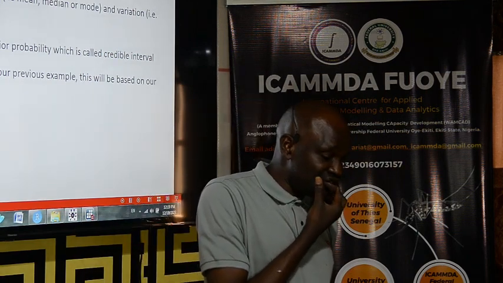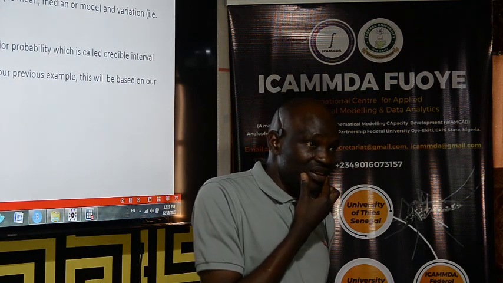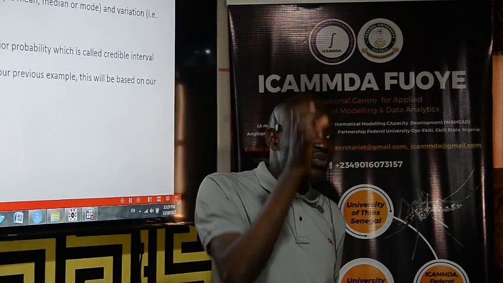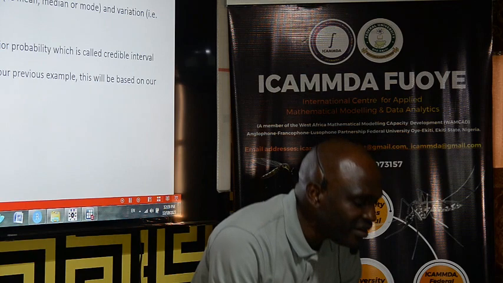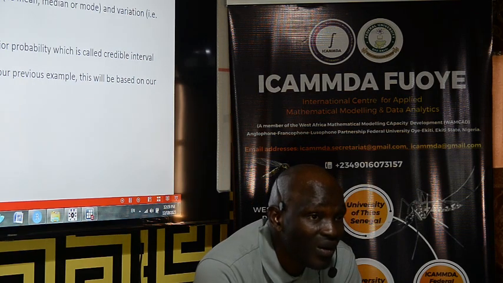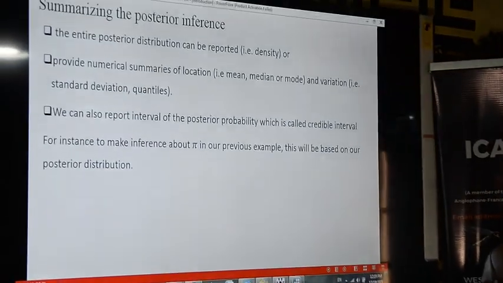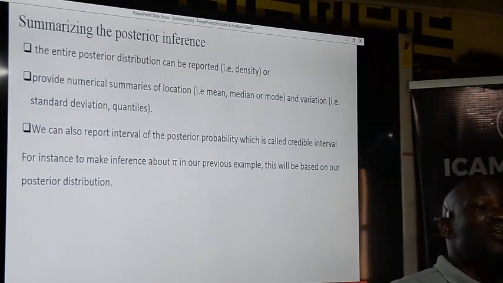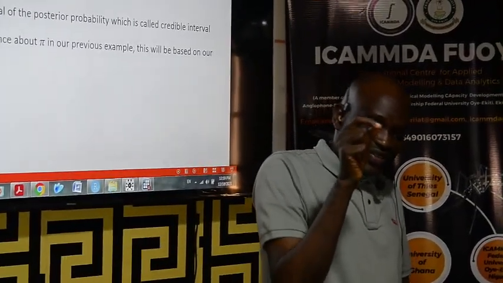The entire posterior distribution for that particular parameter can be reported, instead of a summary. Then you can provide a numerical summary of the mean, median, or mode, and also the variation, the standard deviation or quantiles. We can also report the interval of the posterior probability, which is called the credible interval. You don't use a confidence interval here, that's the beauty of it. The software will calculate it for you if you are using OpenBUGS. It will give the 2.5th percentile and the 97.5th percentile, so you don't need to struggle to calculate it. Once you run your model, it will give you all this.